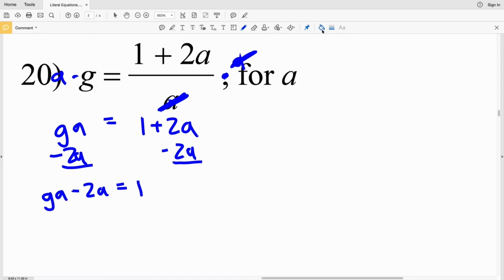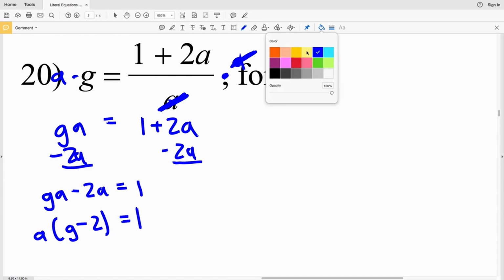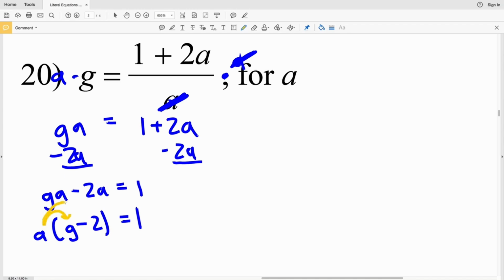Once I do that, I'll be able to pull out an a, so kind of like reverse distribution. I'm going to pull out an a and say that a times the quantity g minus 2 equals 1. So if you can see, if I distributed the a, it would be a times g, so ga minus 2 times a. So now in order to solve for a, all I have to do is divide by that g minus 2.